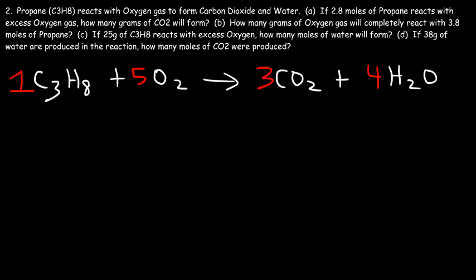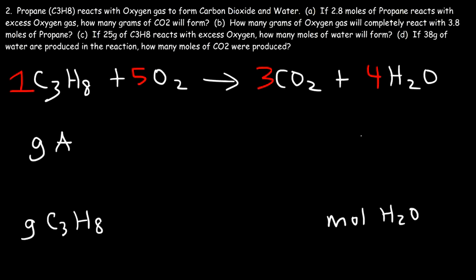Now let's move on to part C. If 25 grams of C3H8 reacts with excess oxygen, how many moles of water will form? So this time, we're given the grams of C3H8, and we need to convert it to the moles of water. So we're given the grams of substance A, and we need to convert it to the moles of substance B.